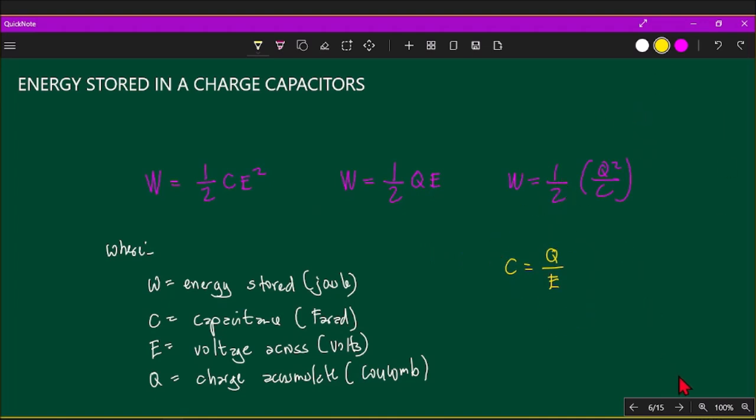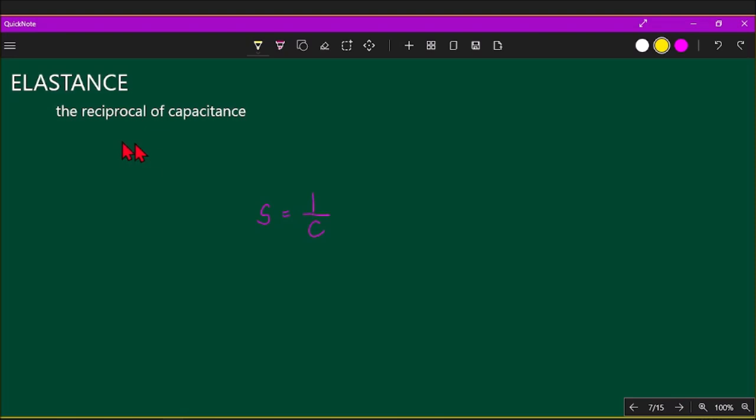Okay, next we will have the elastance. Elastance is the reciprocal of our capacitance. So S is the elastance, in which the unit is also the reciprocal of farad, which is daraf. C is our capacitance, in which the unit is farad. Okay, so now we will have some examples.